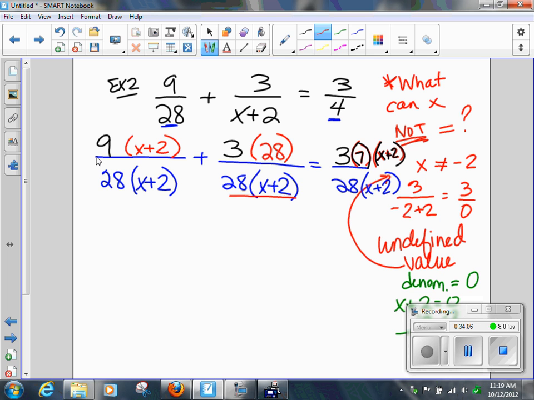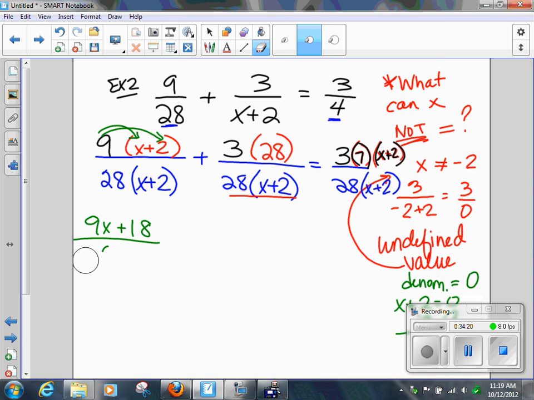So can I go ahead? Let's distribute our numerators with green. 9 times x, 9 times 2 is 18. I'm not going to distribute my denominator. You're going to appreciate this step in just a second. What's 3 times 28? 24.